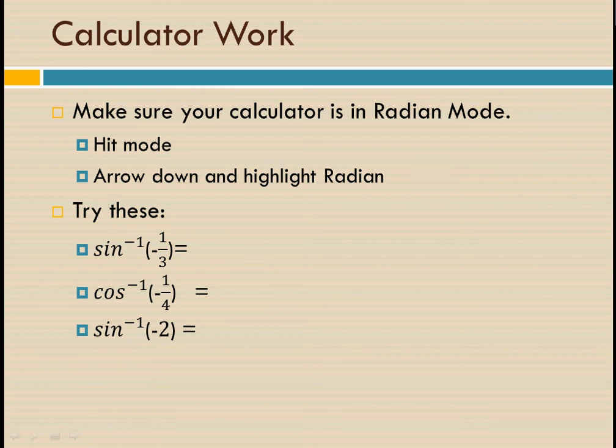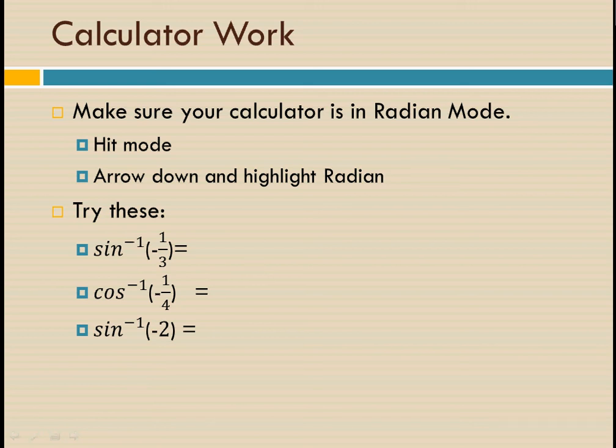Okay, so last thing, and this will go quickly now, we're going to do calculator work. Make sure your calculator is always in radian mode. So hit the mode button on your calculator, arrow down to where it says degrees and radians, and make sure radians is highlighted. Okay, that is really the big key here. And try to input these.